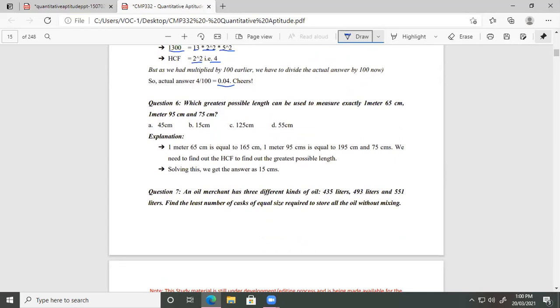So next question is, what is the greatest possible length that can be used to measure exactly 1 meter 65 centimeter, 1 meter 95 centimeter, and 75 centimeter. So 1 meter 65 centimeter is equal to 165 centimeter. 1 meter 95 centimeter is equal to 195 centimeter, and 75 centimeter. So we need to find out the HCF to find out the greatest possible length. Solving this, we get the answer as 15 centimeters.